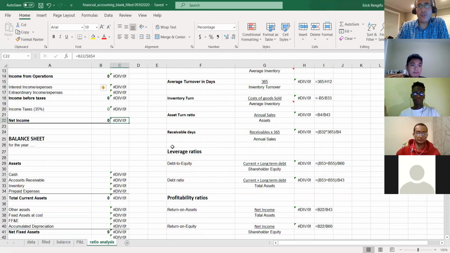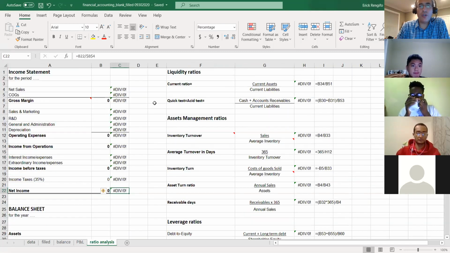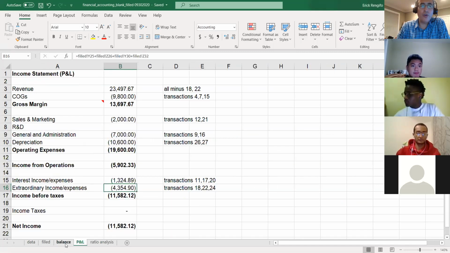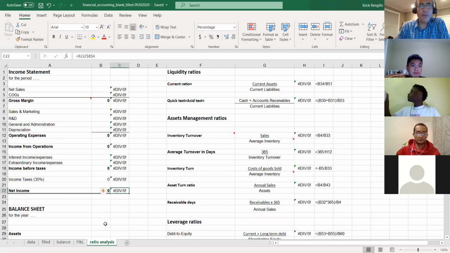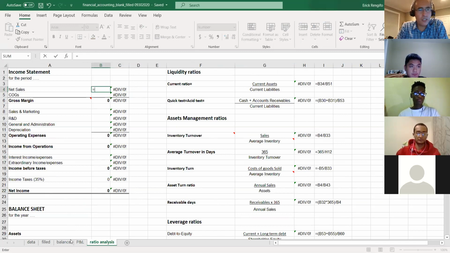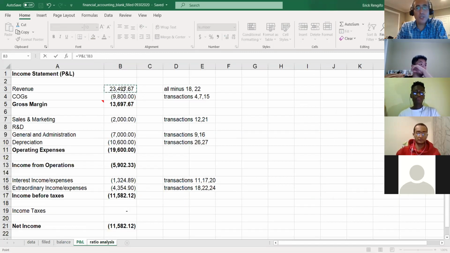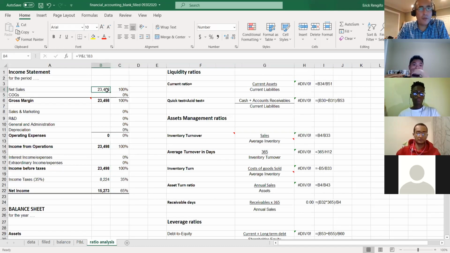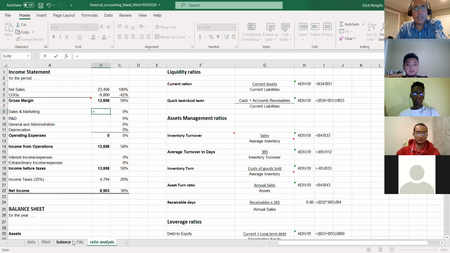So how do we do our ratio analysis, guys? Well, once we have our balance and P&L already done, the ratio is simply just copying the names you have here. So let's do net sales. Oh, sorry, I need to do net sales. We're in an income statement, so net sales equals P&L. Income statement or P&L are the same. It's this one here. And then I simply copy here, sales and marketing. I have it here.